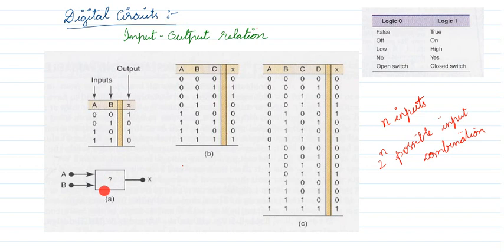This question mark is our digital circuit. We know the input, we know the output. For this given relation, our objective is to implement the circuit. This circuit is called a digital circuit. Why is it called a digital circuit? Because A and B can be 0 or 1. Similarly, X can be 0 or 1. So the input is digital, output is also digital. So it is implemented using a digital circuit.